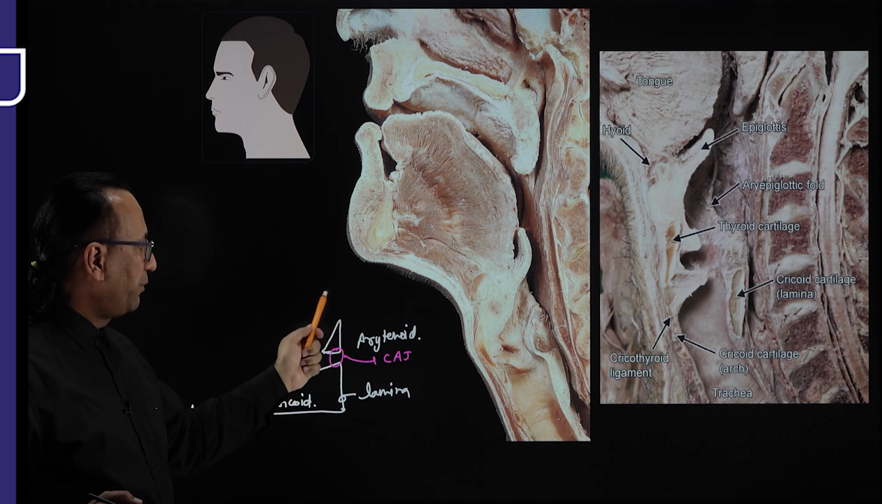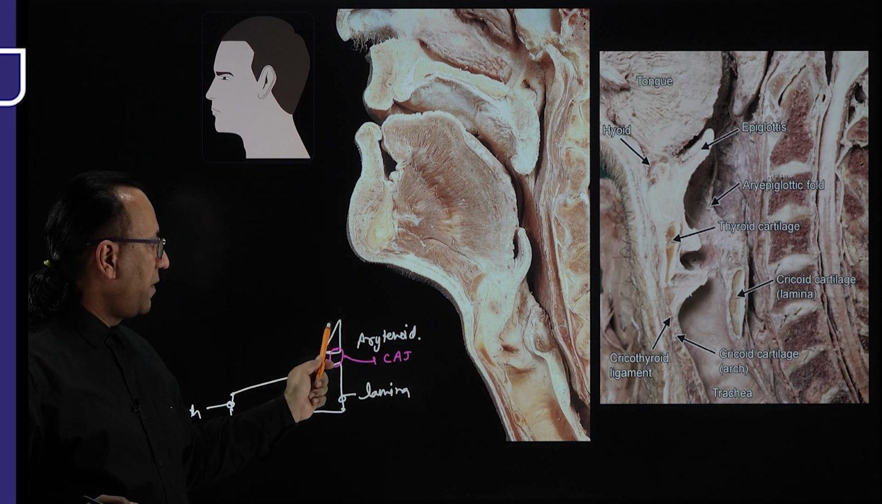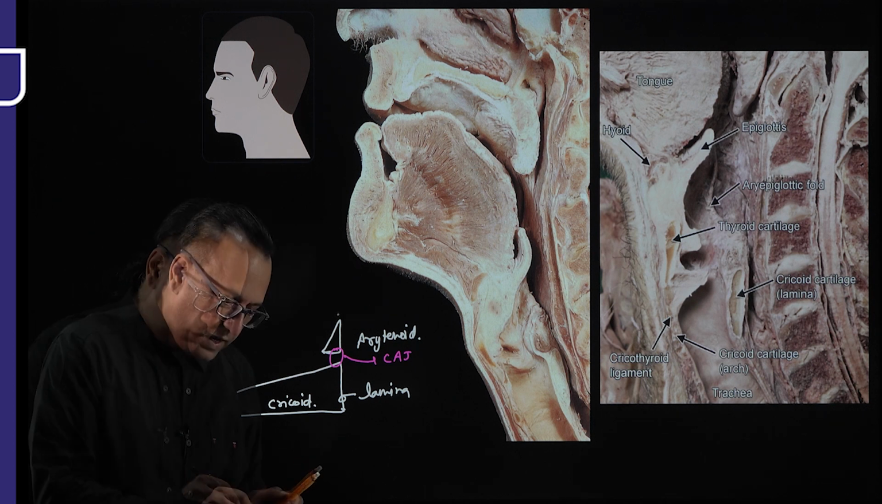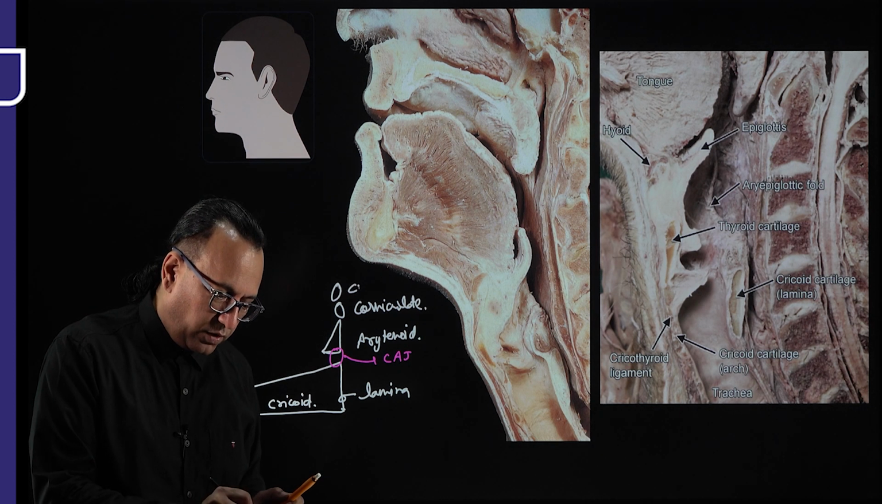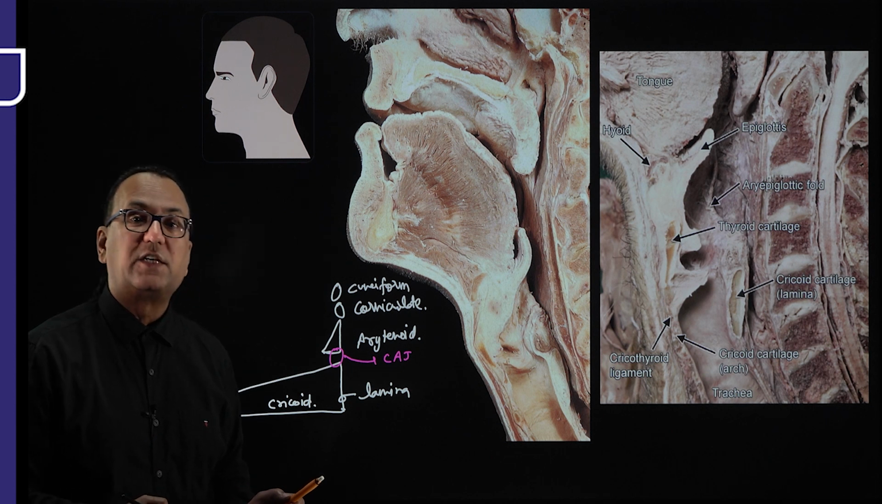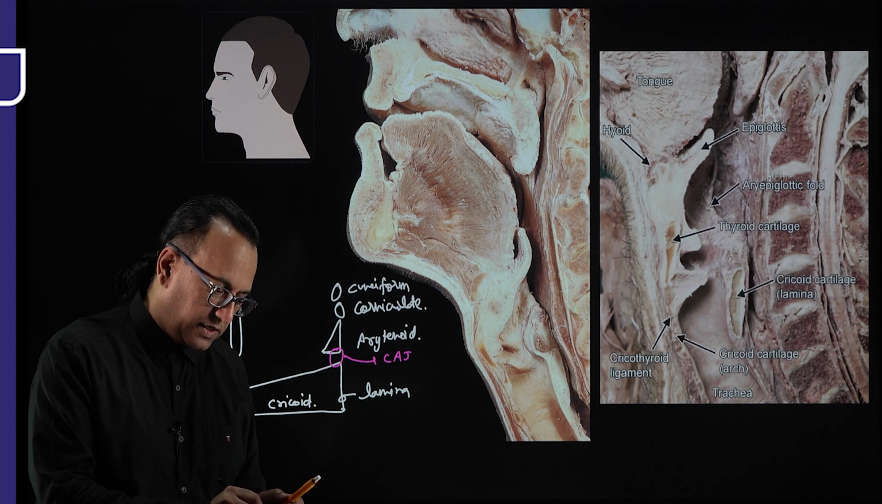And sitting on the tip of arytenoid cartilage in a sagittal section, we can also talk about the corniculate cartilage. So here will be the corniculate cartilage in the side view in a sagittal section, and over that the cuneiform cartilage. Now once we have shown these cartilages, let us look at the cut section of the thyroid cartilage as well, and which can be shown here. This is the cut section of the thyroid cartilage.